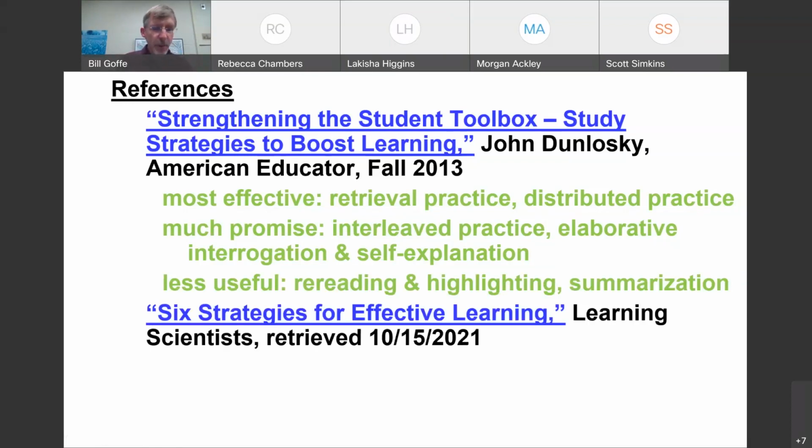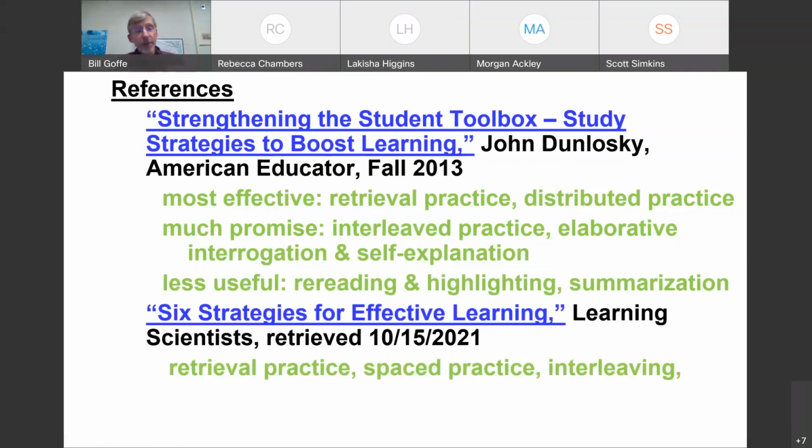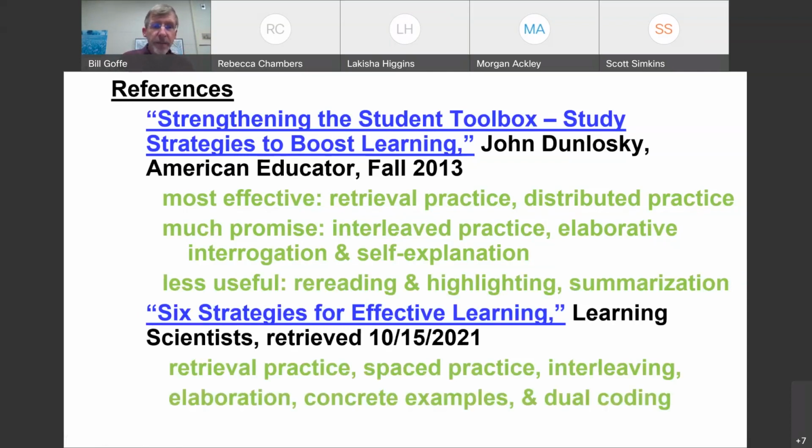Another resource, this will be what the resources provided for talk today, from a group called the Learning Scientists. They looked at the same evidence. They found retrieval practice effective, putting your book away, can I explain it, spacing things out, interleaving, mixing up your problem types, elaboration, additional type here, concrete examples, where you connect to things you know, and dual coding, explaining different representations. That does it for my part today. Next, we'll be moving on to other ideas.